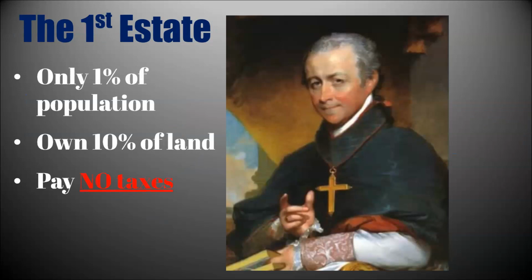So let's talk about the first estate a little bit more. What we see in the first estate is, like I said, it was made up primarily of the clergy and church officials. They owned roughly 10% of the land, but made up only 1% of the population. And these people also did not have to pay taxes, so they were free from having to pay taxes to the French government. Therefore, they were free to live their lives without paying any type of tax.